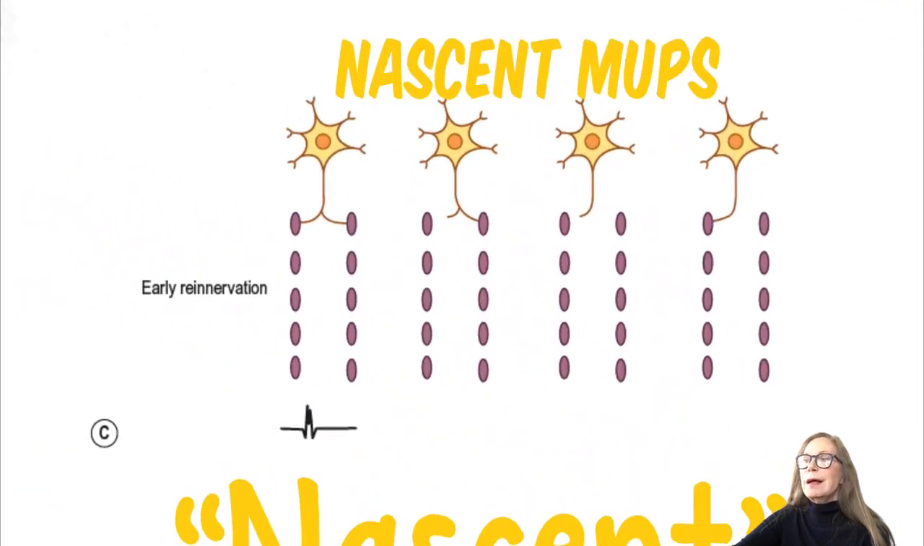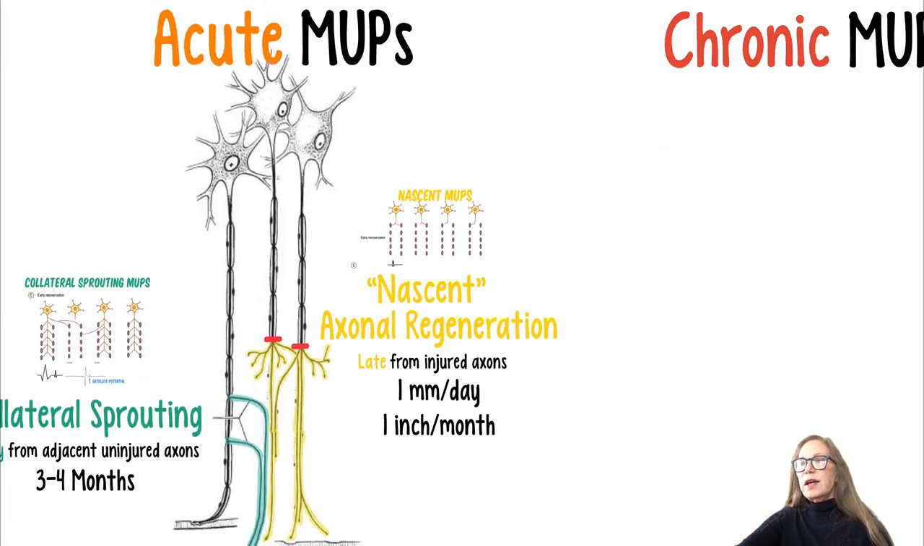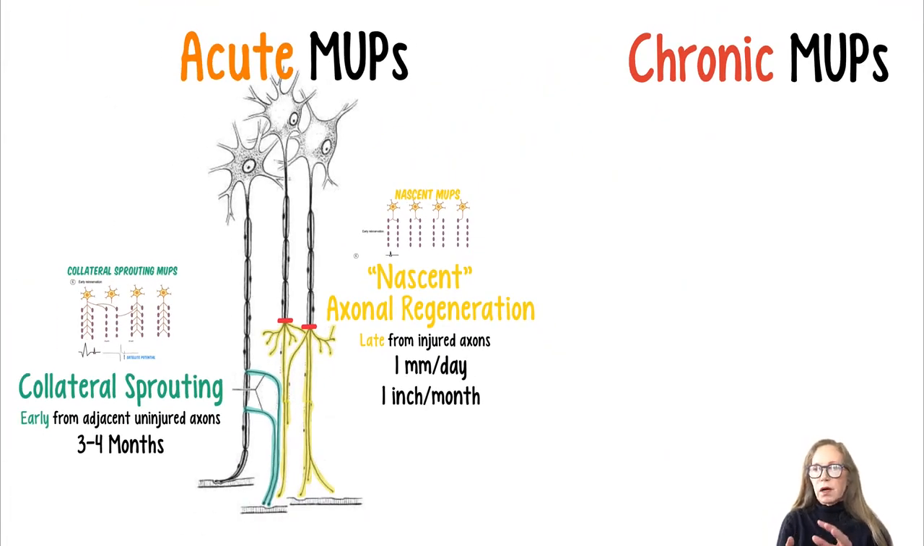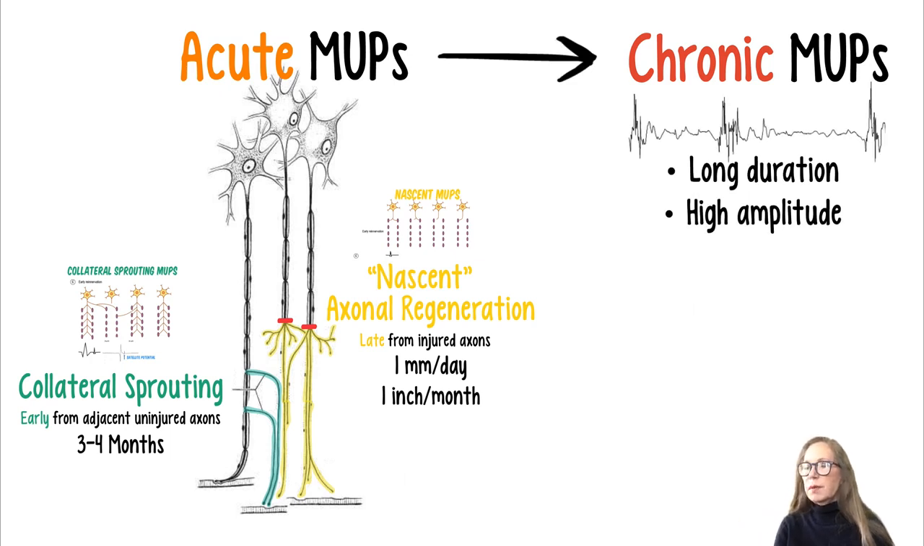Here's a situation where you have a completely, every nerve is injured, and we've got a nice example at the end of this module to show you that every nerve is injured. There's nobody going to help with the collateral sprouting, and so it's a slow process of the reinnervation over time. Now, eventually, both of these acute MUPs, whether they're collaterally sprouting or nascents, will take on a morphometry of chronic MUPs, where there's longer duration, higher amplitude, because each one of these motor units is working harder and expanding their territory to basically give us the function that we need in order to have functional recovery.